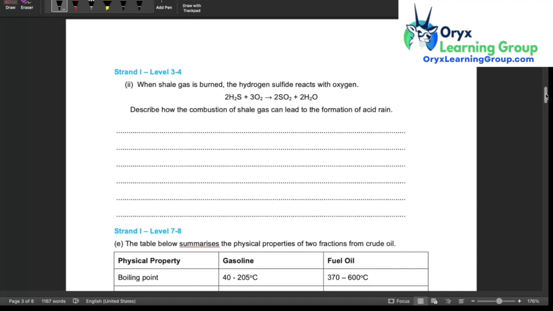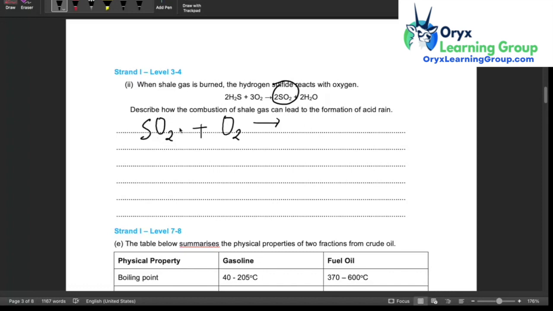Wouldn't it be something to do with sulfuric acid being formed? Okay, that's right. That's correct. Okay, very good. So basically what happens is you can see in this reaction, sulfur dioxide is formed, right? Now this sulfur dioxide reacts with more oxygen, it forms sulfur trioxide. Okay, please make a note of this answer.